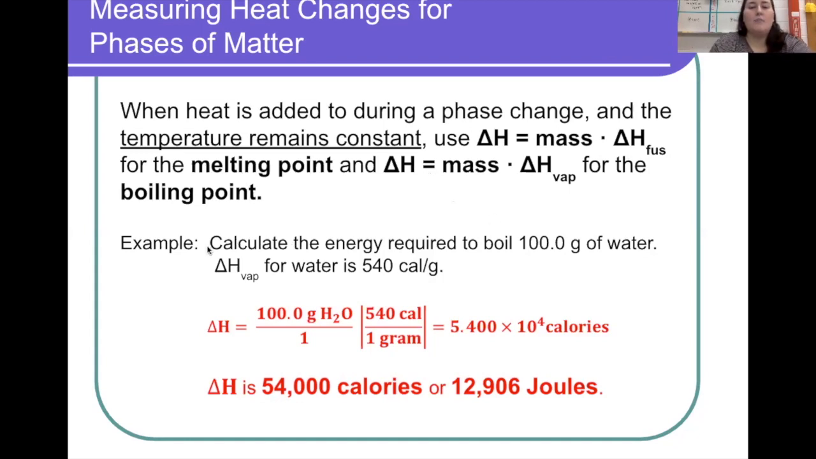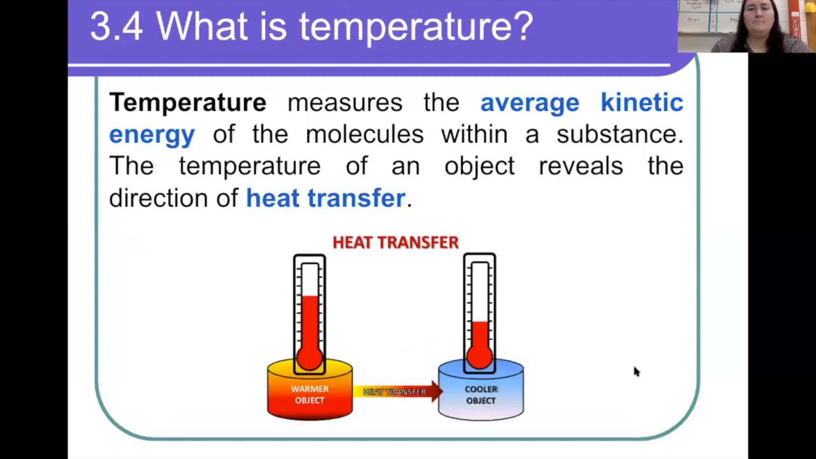Our problem down here, for example, is to calculate the energy required to boil, meaning we're going to use this equation, 100 grams of water, and it gives you the heat of vaporization. So you would just take 100 times the 540, and that would give you 5.4 times 10 to the 4th calories. And if you were to convert that into joules, it turns into a pretty high number.